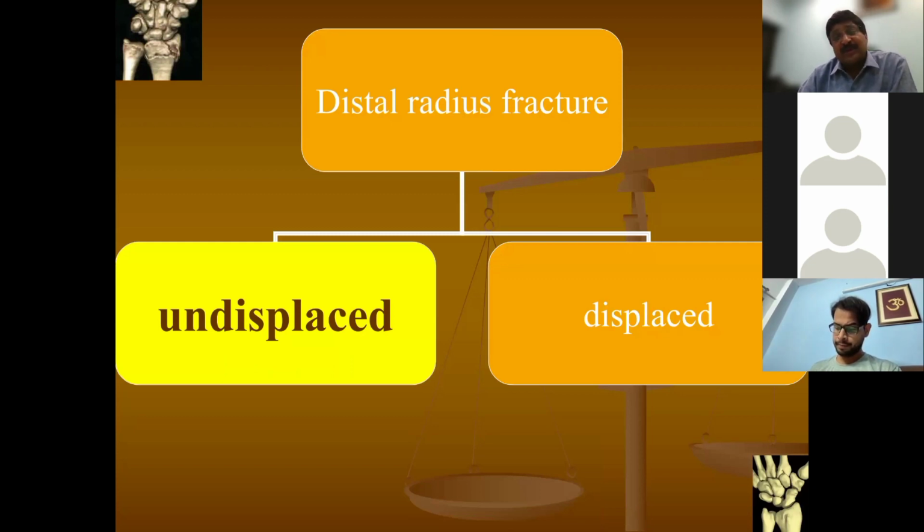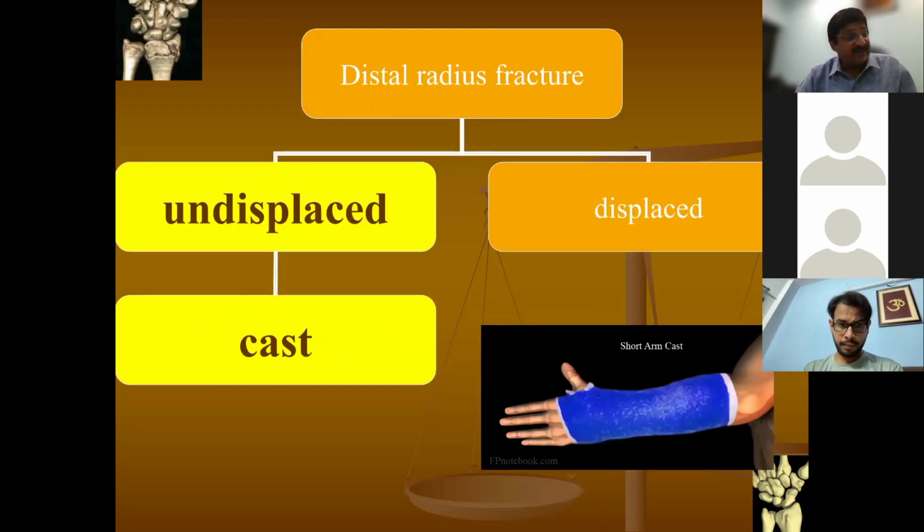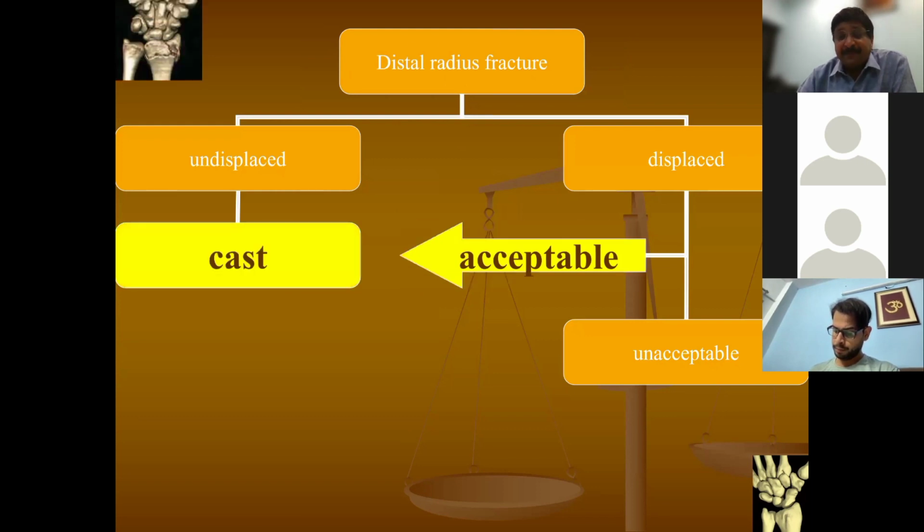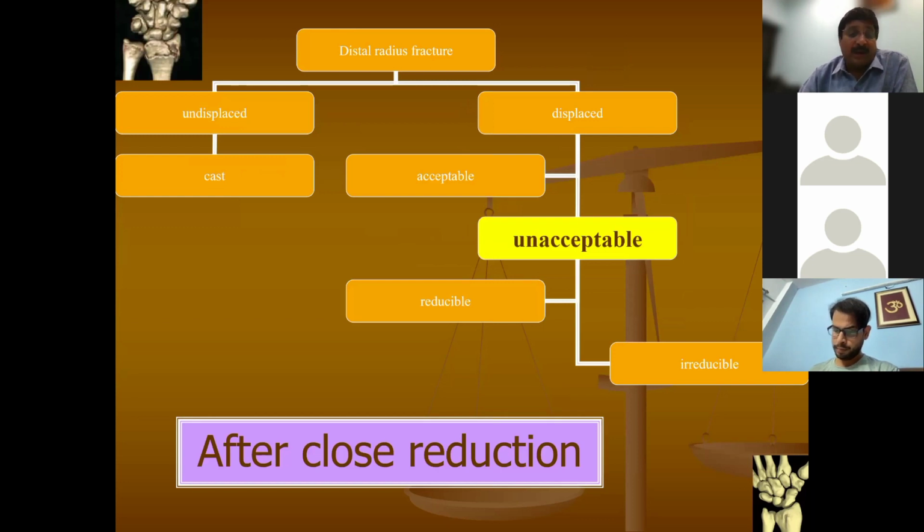Suppose a patient comes to us with a fracture distal radius. Either the fracture is displaced or undisplaced. If the fracture is undisplaced, then we treat it conservatively in a cast, below elbow cast or above elbow cast. That depends on the fracture configuration type, whether ulna is involved or not, whether DRUJ is unstable or not. But you can treat them conservatively. If the fracture is minimally displaced but the position is acceptable, then we can again treat conservatively. If the position is unacceptable, we do a closed reduction.